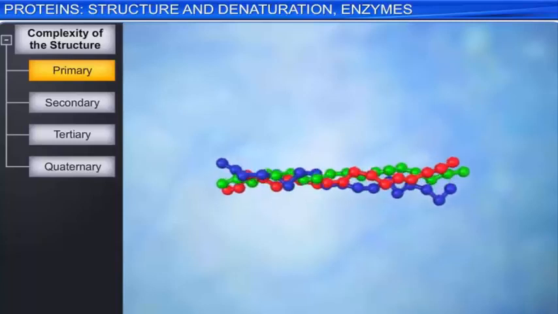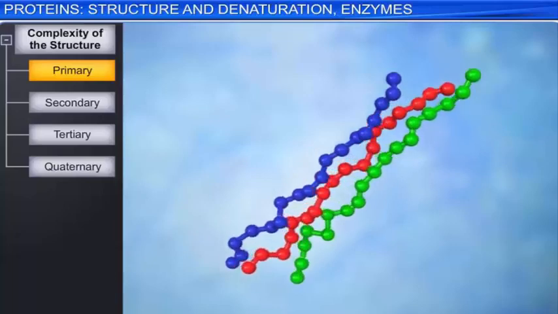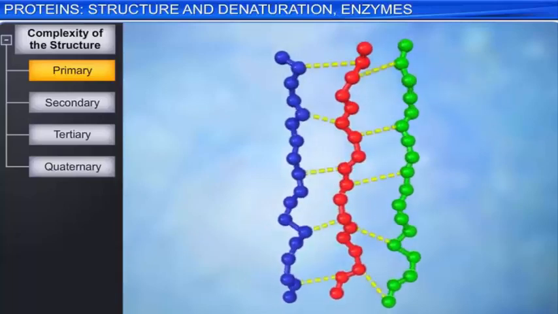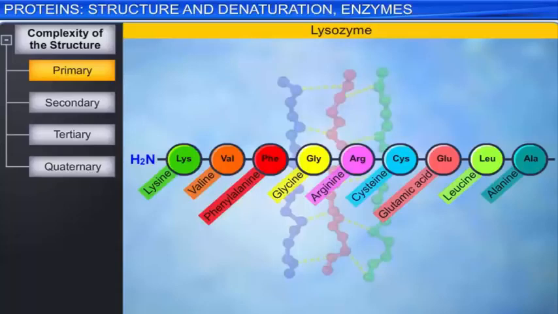The specific sequence of amino acids in the polypeptide chain reflects the primary structure of proteins. Here, we see the specific arrangement of amino acids of the enzyme lysozyme. Every protein has its own unique amino acid sequence. Any change in the sequence of amino acids creates an altogether different protein.